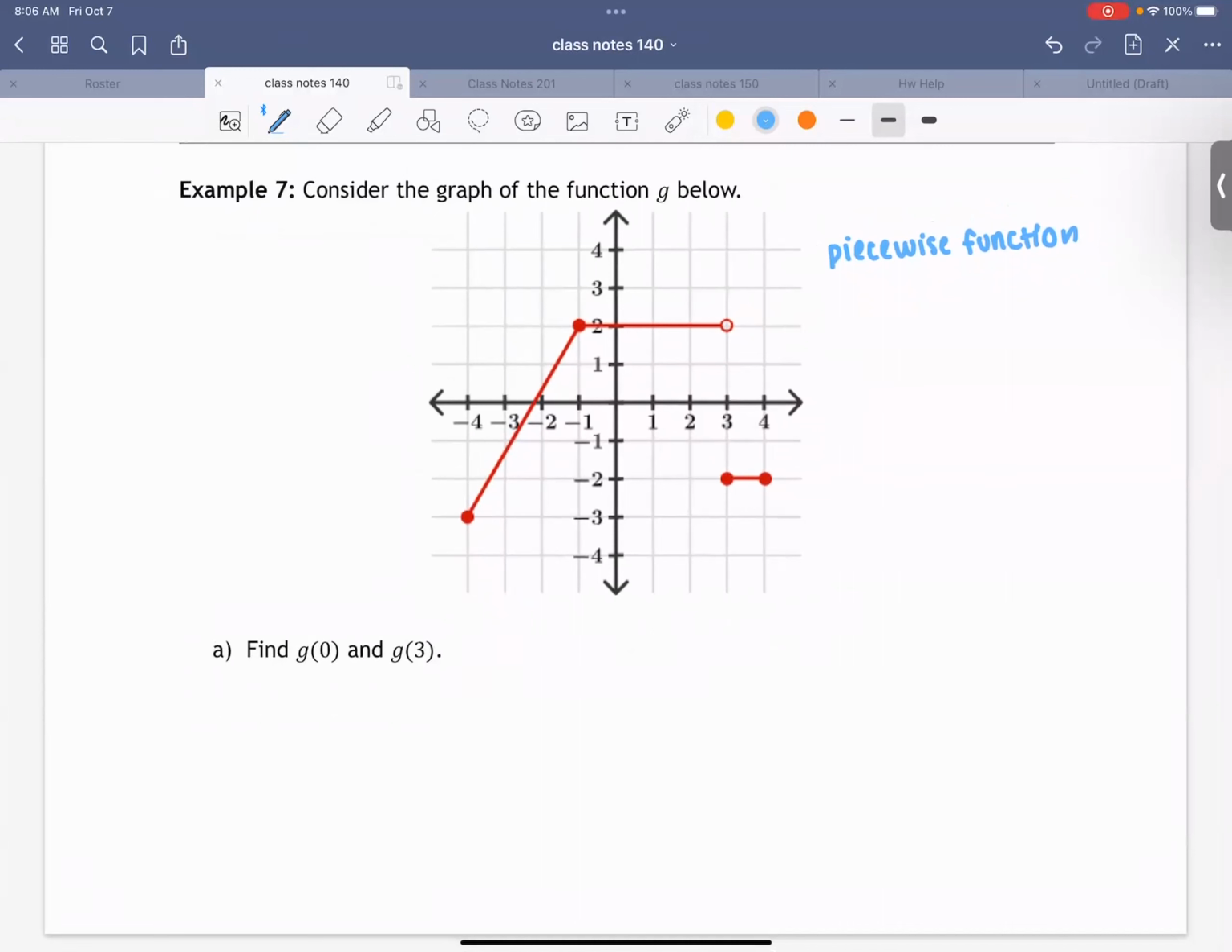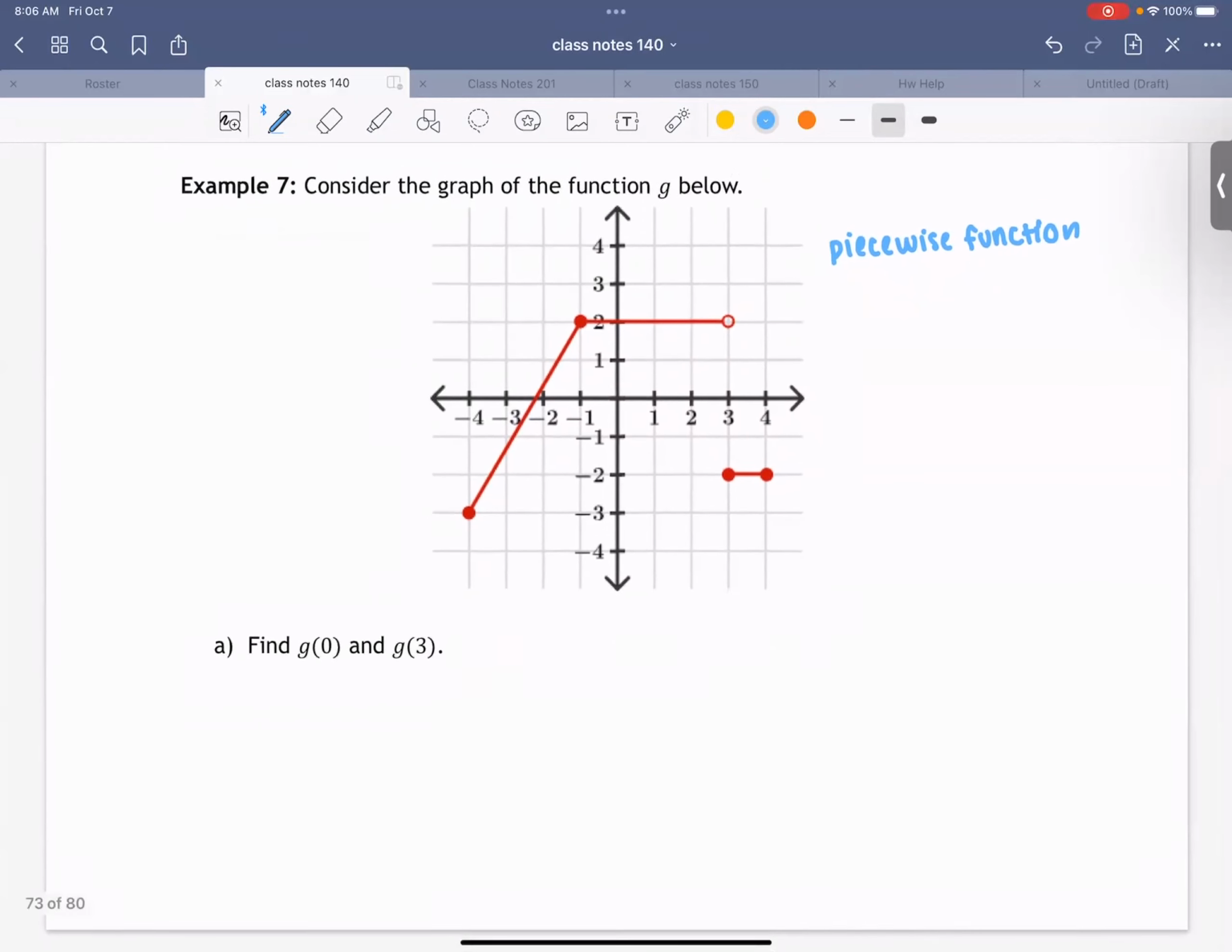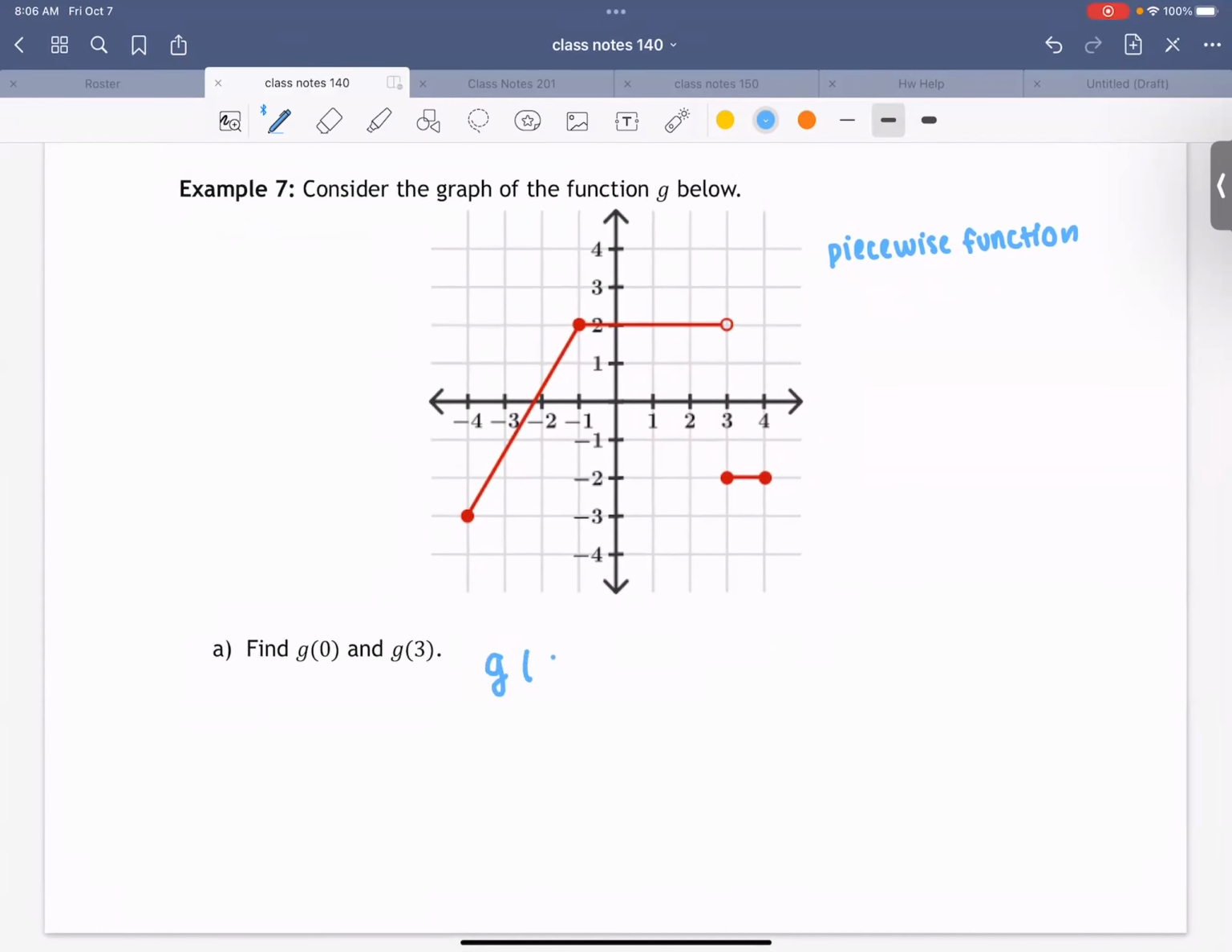All right, any questions before we start talking about domain and range? The first thing we're going to do is find g of 0. All this means is we're taking our function, which is named g, and 0 is our input, right? So this is the x value. Okay, so can someone tell me what the y value is at 0? 2, right? Because when x equals 0, we're here, and the y value, or the value of the graph, is 2. Okay, so g of 0 equals 2.